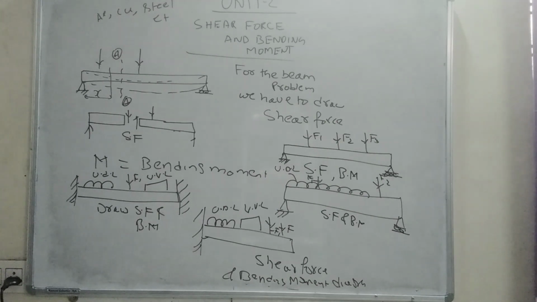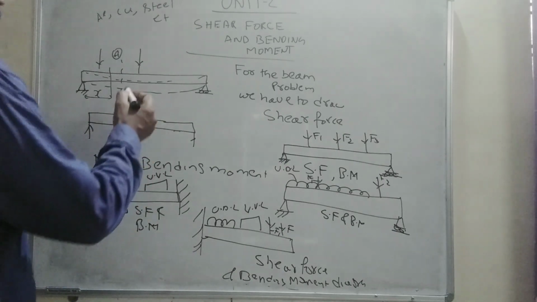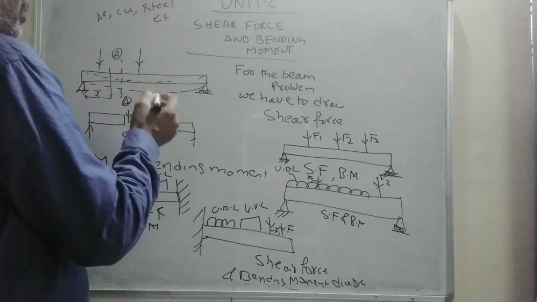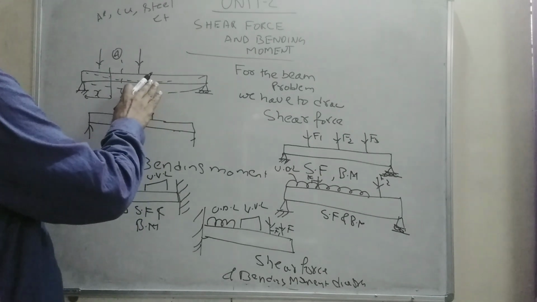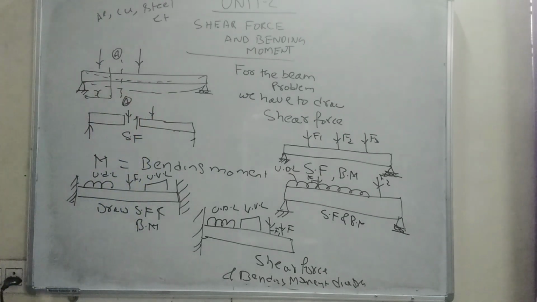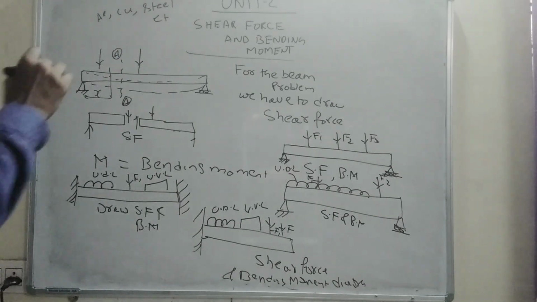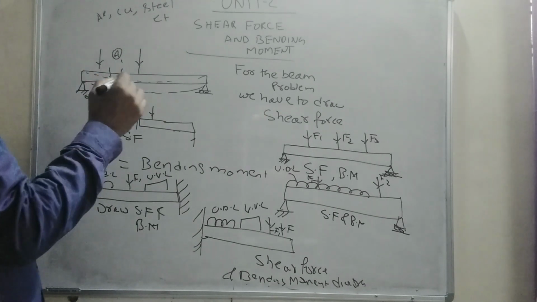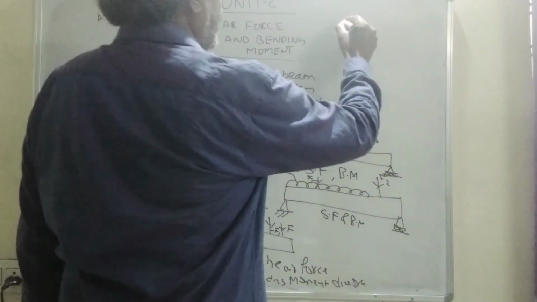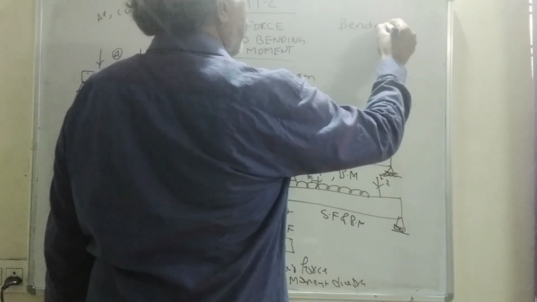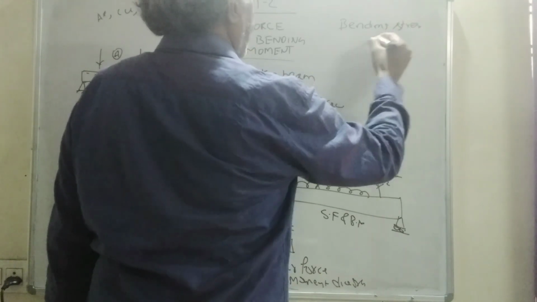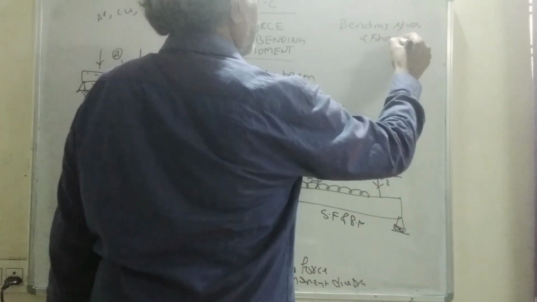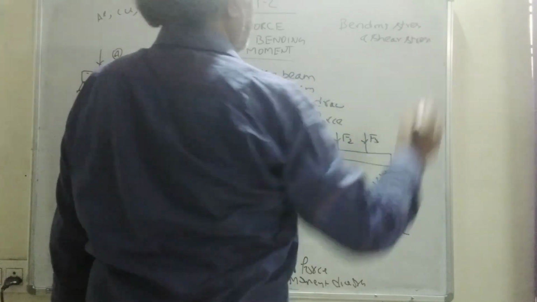Okay, so this is the part of unit number 2, and after this unit number 2, we have to determine the deflection and deformations. So the deflection will be unit number 3, and for the deformation we have bending stress and shear stress.